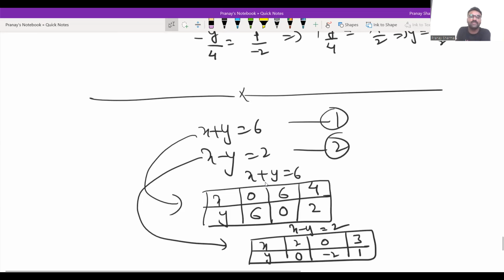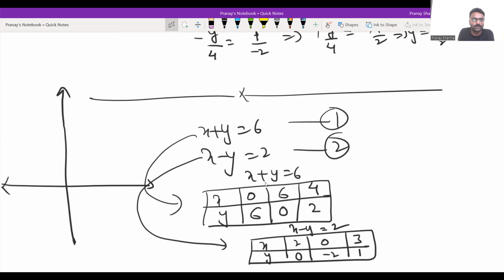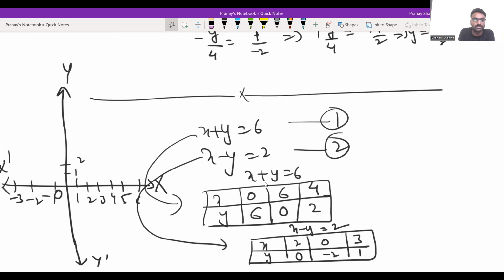Now the thing is, why we have represented this, because ultimately I'm going to project it in the Cartesian system. Okay, so this is O, this will be x, this will be y, and this will be y dash, this will be x dash. Here we are representing negative values, -1, -2, -3. This is positive 1, 2, 3, 4, 5, 6. 1, 2, 3, 4, 5, 6. -1, -2, -3, -4, -5. Why am I representing this?